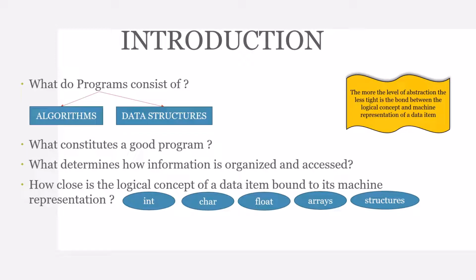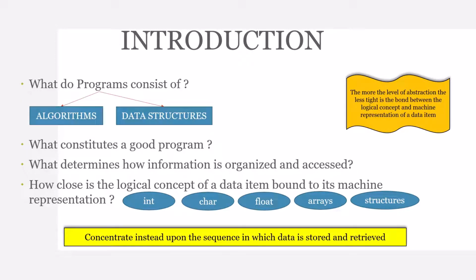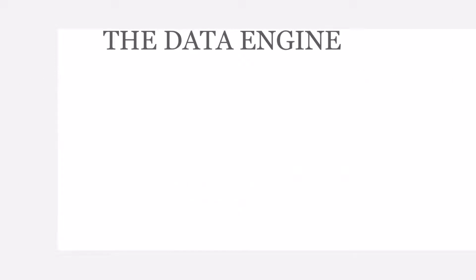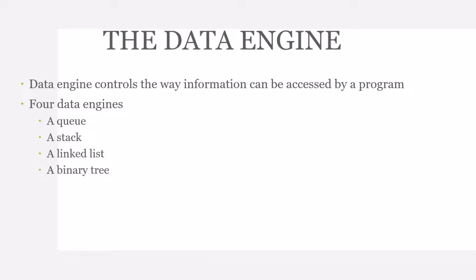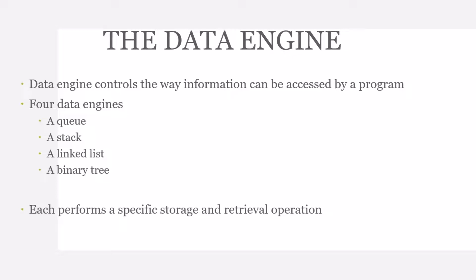And so instead of focusing on this bond, it is the norm to focus instead on the sequence in which data is stored and retrieved, which brings us to the discussion of what the data engine is. It is the data engine that controls the way information can be accessed by a program. There are 4 data engines: a queue, a stack, a linked list, and a binary tree. We will look at each of these separately in detail in later sessions, but as I said earlier, today we focus on the queue. Important to remember that each of these data engines performs a specific storage and retrieval operation.